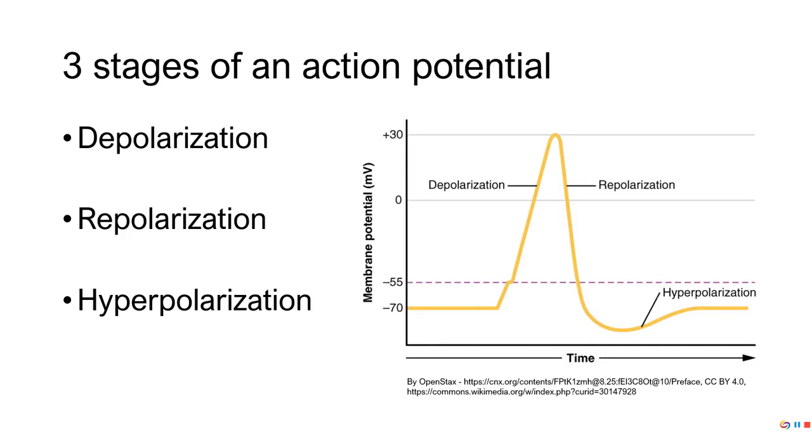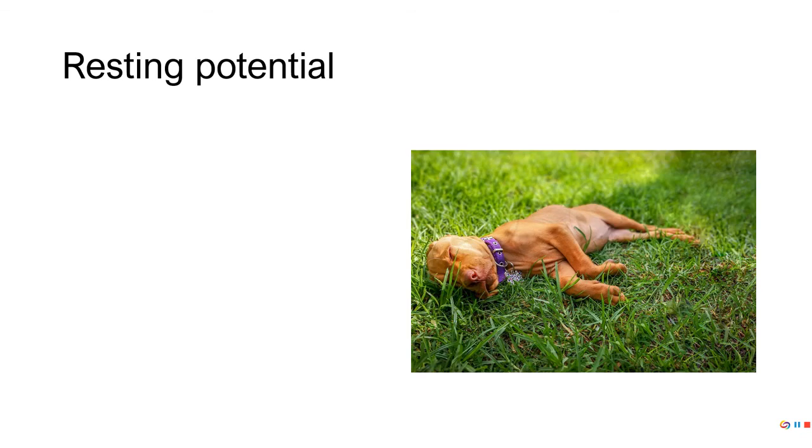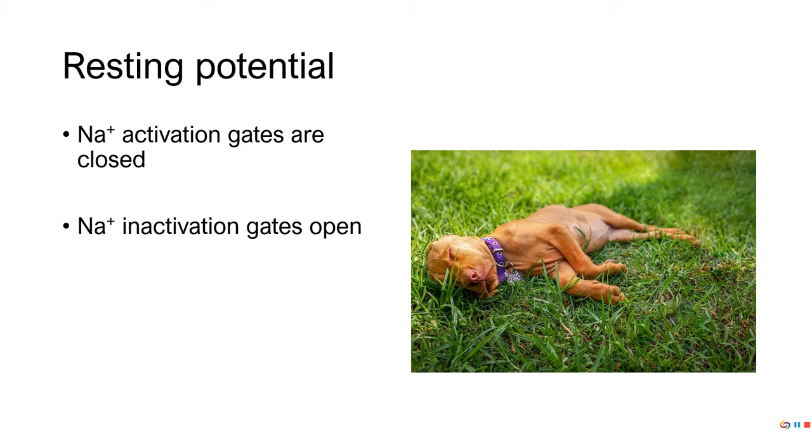Now, an action potential consists of 3 stages: depolarization, repolarization, and hyperpolarization. But most of the time, a neuron is at resting potential. So with an action potential, we're going to add a couple of channels to our membrane. We have additional sodium channels. However, these sodium channels have gates on either end that are voltage gates. At resting potential, the activation gate is closed, but the inactivation gate is open.